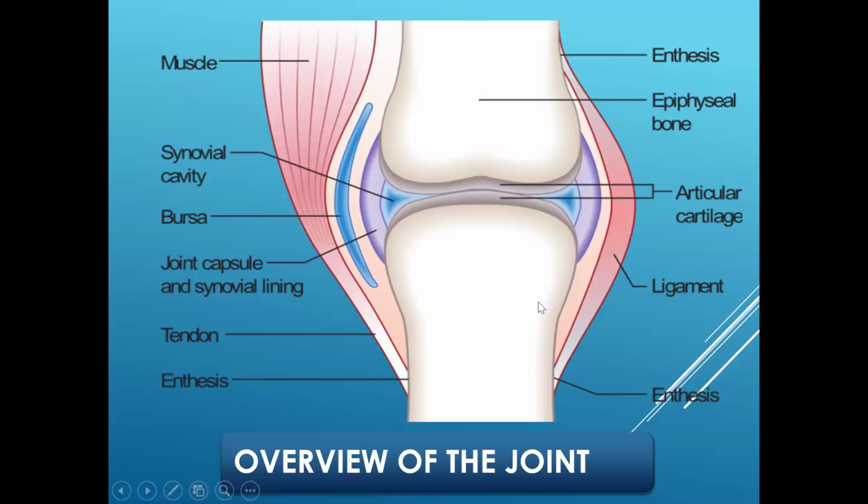Another structure here is the tendons. Look at the tendon. This is known as the tendon. The tendons are strong, fibrous connective tissues that connect muscles to the bone. This is the muscle here. Muscle starts and ends here. Tendon connects the muscle to the bone with the help of the enthesis.